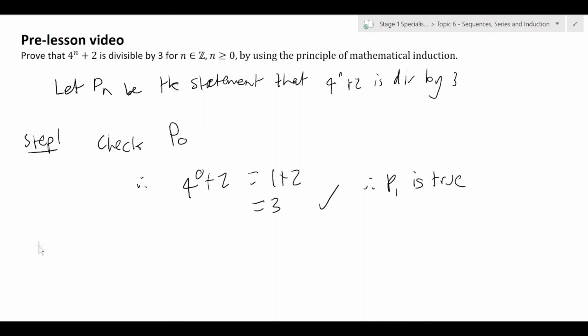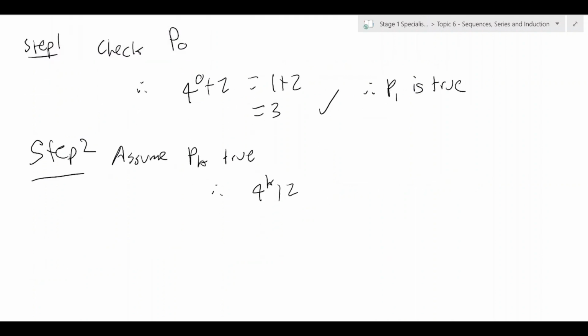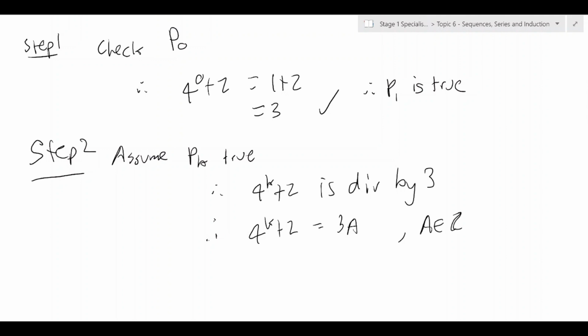Step 2. Assume Pk is true. Therefore, 4^k + 2 is divisible by 3. And what does it mean for something to be divisible by 3? It means it's a multiple of 3. So I'm going to write 4^k + 2 = 3a for some number a. Now, a has to be a whole number, so it's in Z. And we're going to label this as star because we'll use it later.